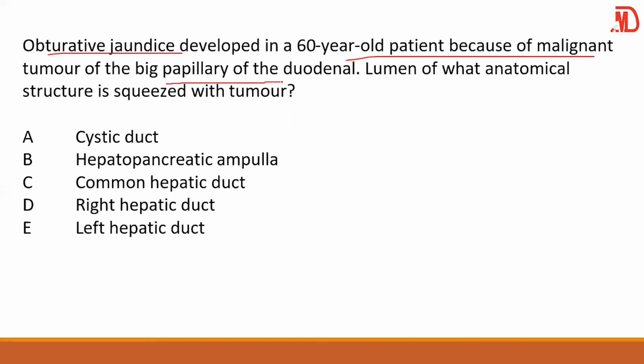the major papilla of the duodenum, where the lumen of what anatomical structure is squeezed by this tumor? So you ask yourself, around this area, what structure will be squeezed, causing this obstructive jaundice? And of course, you are looking at the hepatopancreatic ampulla, because that is the same area where you can find this papilla.